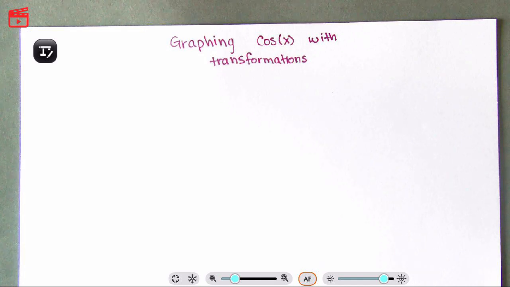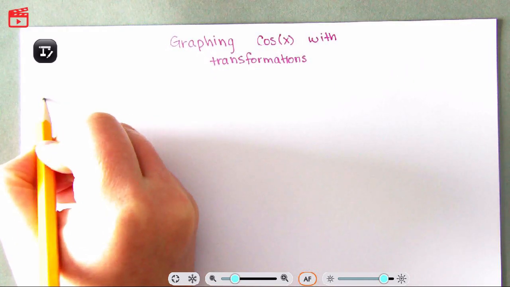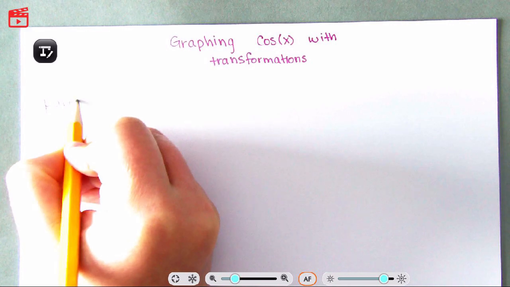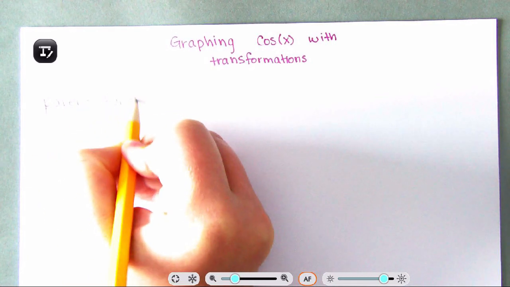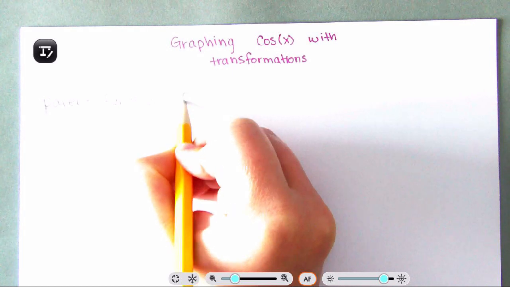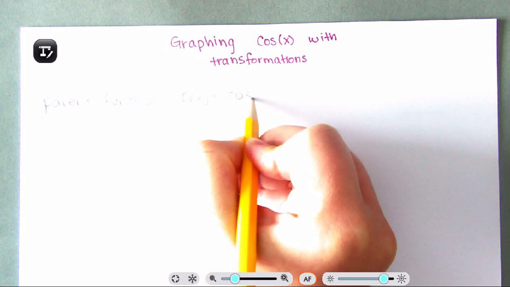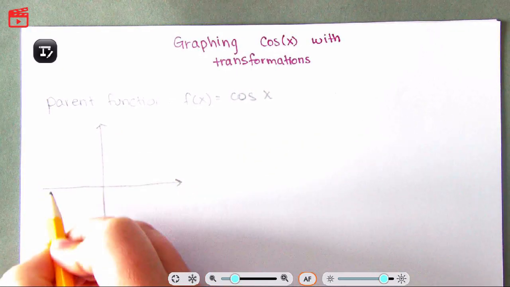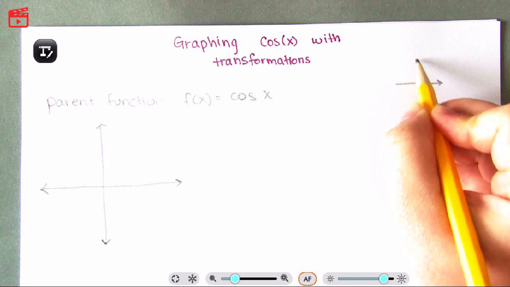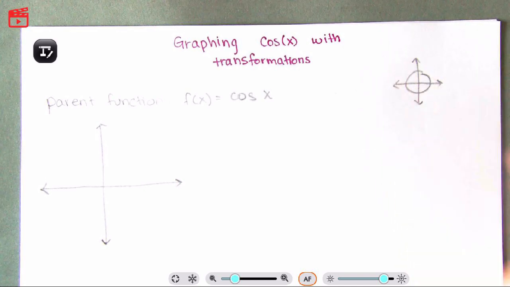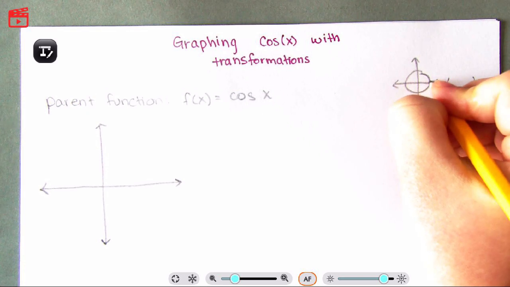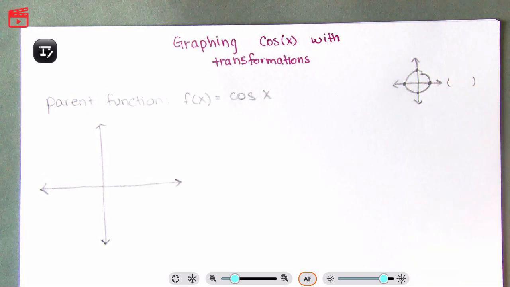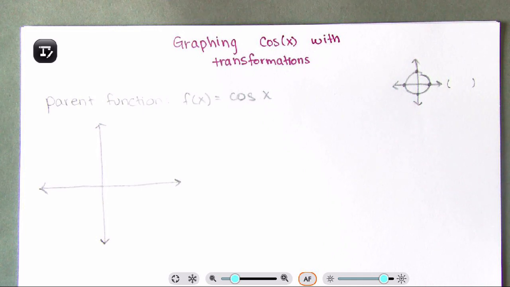So let's start with our parent function of cosine of x. The parent function is f of x equals cosine of x. And then let's graph that out. If you recall in the previous video, we talked about how these values are coming from the unit circle. It's these values here, these points, the location points, 4 of them. Technically 5 because we are counting 0 and 2 pi individually.